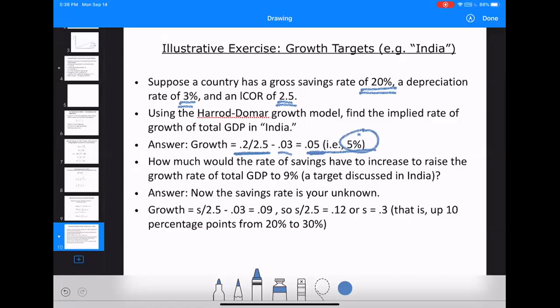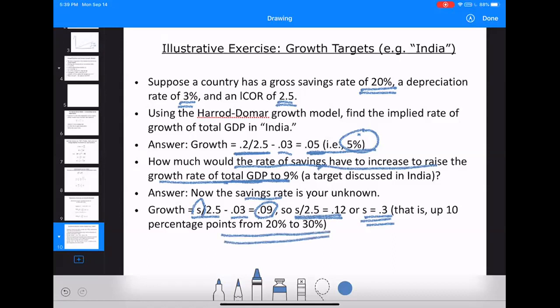So then in India, it's quite often talked about, at least it has been, that we ought to be able to raise our growth rate up to 9%. So in this case, how much would we have to increase the rate of savings? Well, now the savings rate is our unknown. There could be other unknowns. And so we have the unknown savings rate divided by 2.5, the I-core, minus the depreciation rate. And we already know that what we're looking for is a resulting growth rate of 9%. So now S is our unknown. And then solving for S, we find that the savings rate must be 0.3. In other words, if the question is how much would it have to increase, we find that it's up by 10 percentage points, from 20% to 30%.